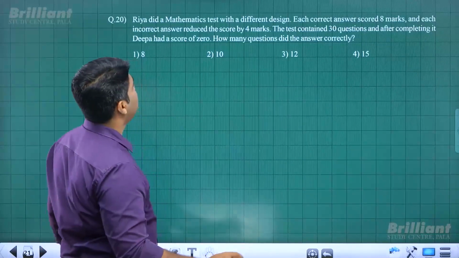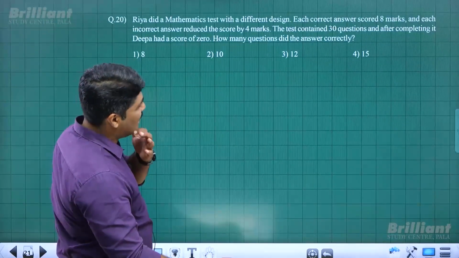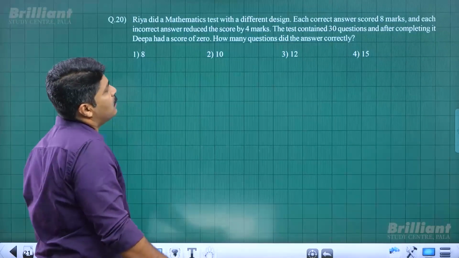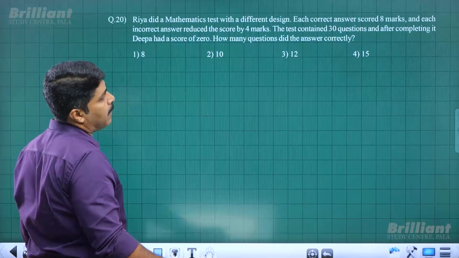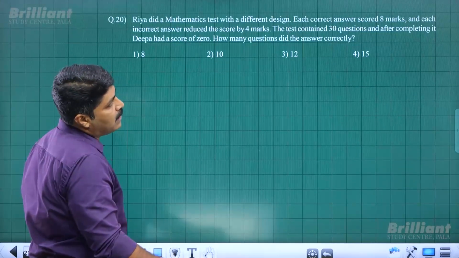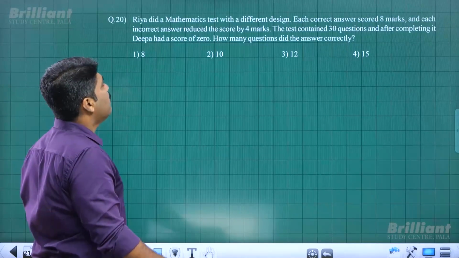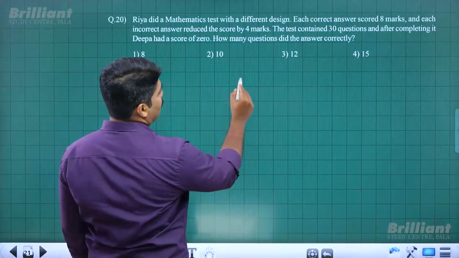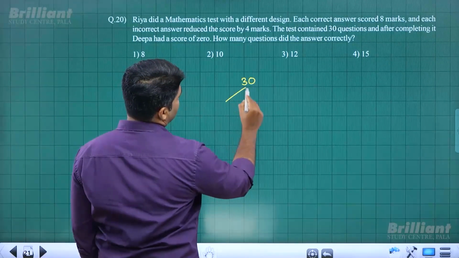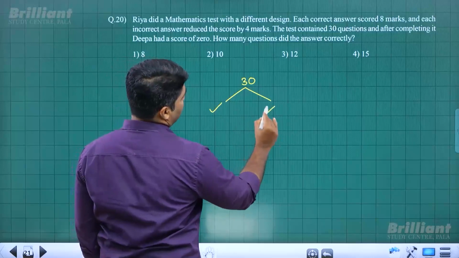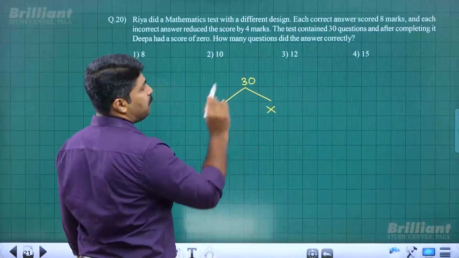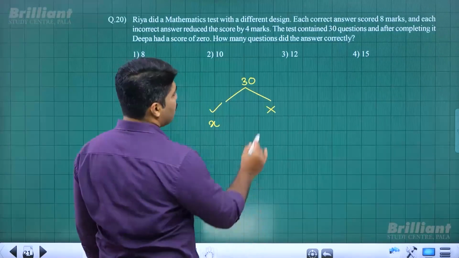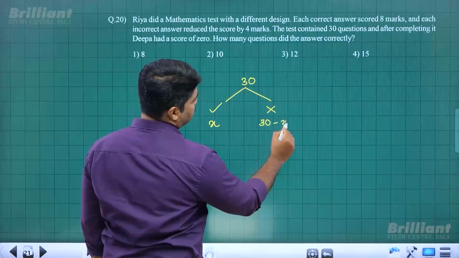The next question. In a mathematics test with a different design, each correct answer scored 8 marks and each incorrect answer reduced the score by 4 marks. The test contains 30 questions and after completing, Deepa had a score of 0. How many questions did she answer correctly? Here, a total of 30 questions. So we just consider how many correct answers, how many wrong answers. So we are going to find out the number of correct entries. Suppose the number of correct entries is x, what is the number of wrong entries? That is 30 minus x.